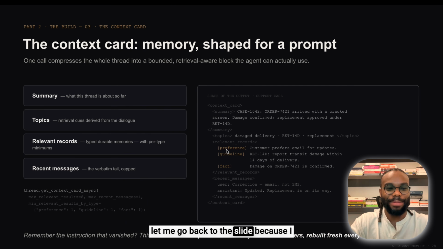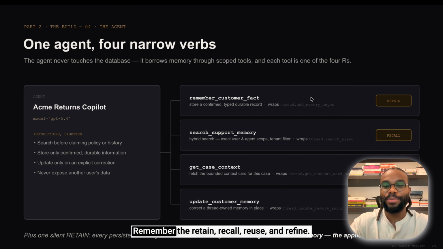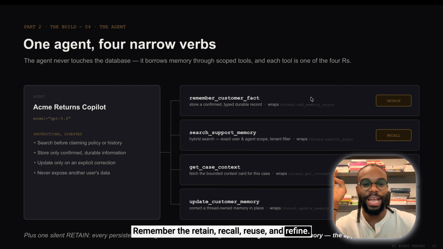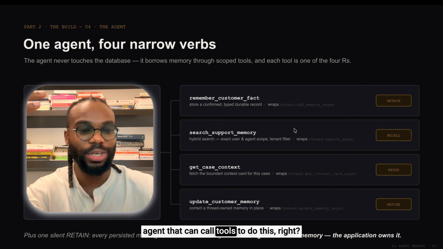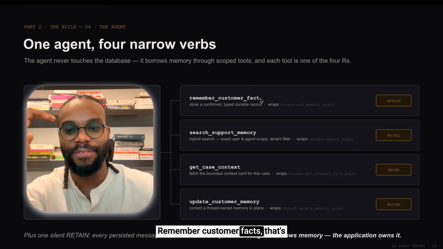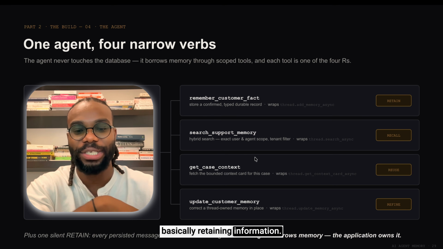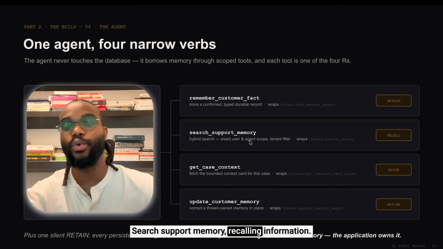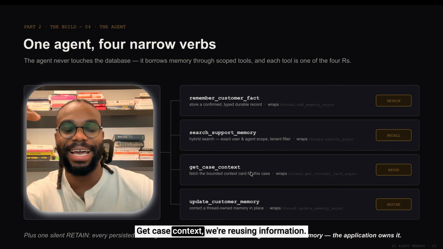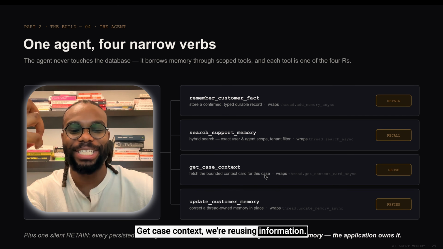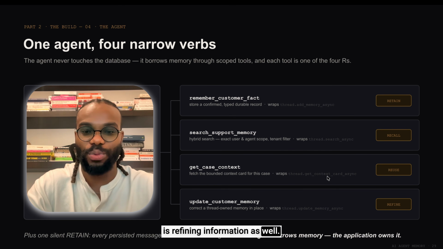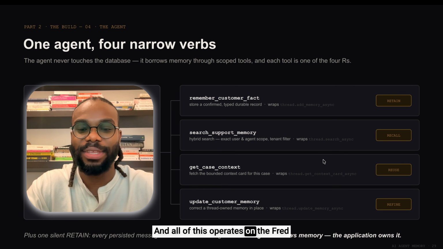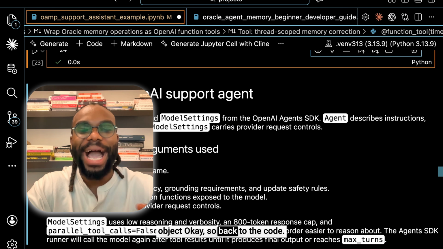Let me go back to the slide because I want to show you what we've done so far. Remember the retain, recall, reuse, and refine? We've basically created functions for our agent that can call tools to do this, right? Remember customer facts, that's basically retaining information. Search support memory, recalling information. Get case context, where we're using information. And update customer memory is refining information as well. And all of this operates on the thread object. Okay, so back to the code.